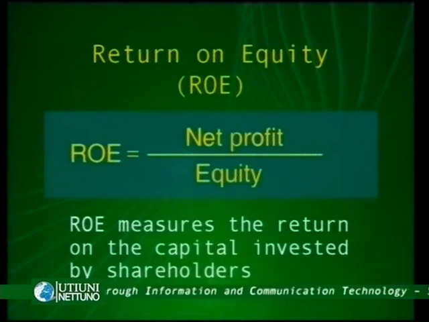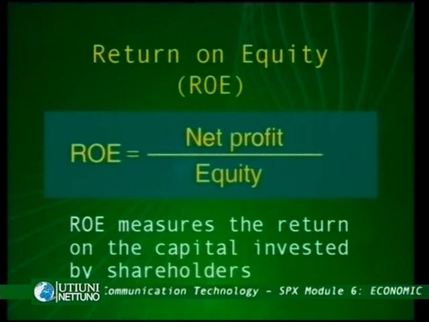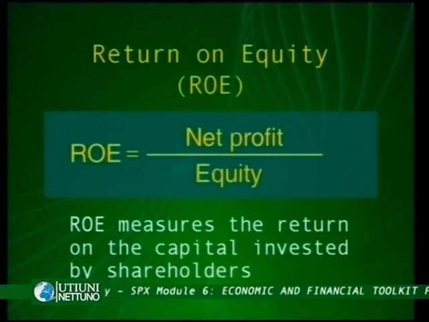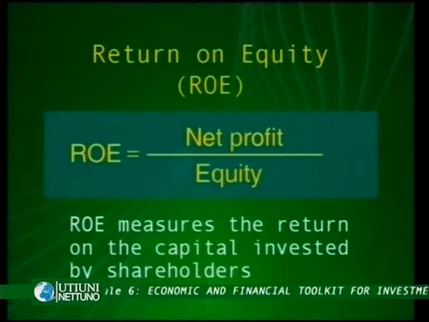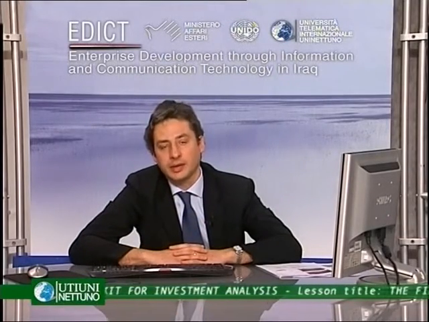If we want to measure instead the return for the shareholders, we have to calculate a different ratio, defined as return on equity, or ROE. The ROE is equal to the ratio between the net profit and the equity. The net profit is the last line of the income statement, as we have seen in the previous class, and is equal to the difference between the revenues and the total cost, including income taxes.